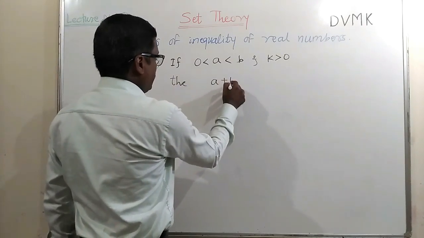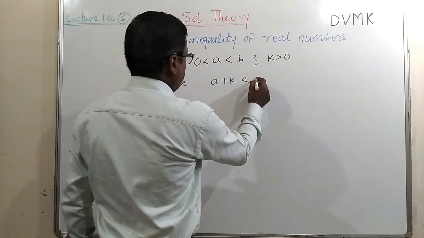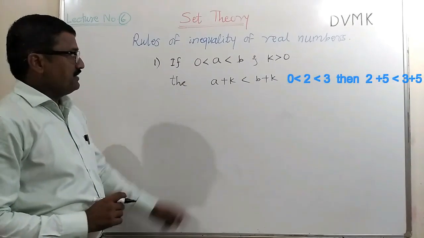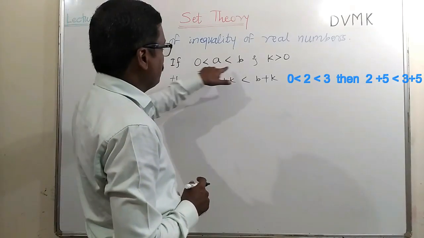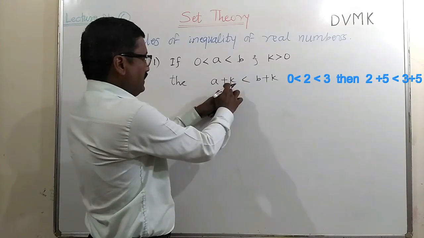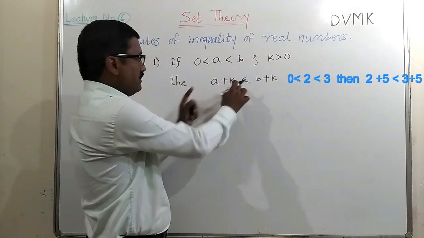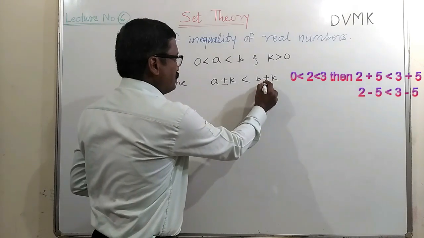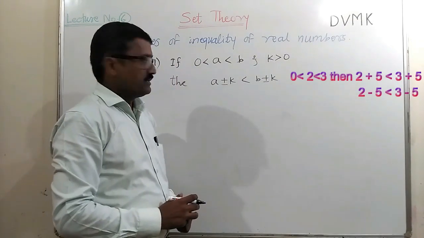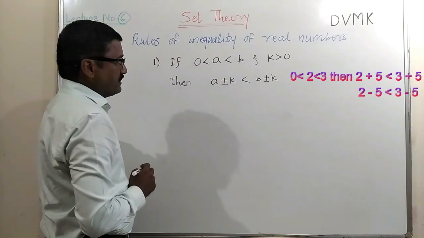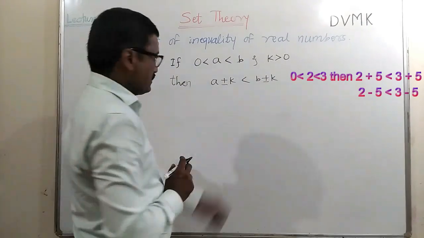A plus K is always less than B plus K. Means if we add a positive number in this inequality, then the inequality remains as it is. So adding K, there is no change in inequality. If we subtract K, then also there is no change in this inequality. So here we have two properties. These are about addition and subtraction.